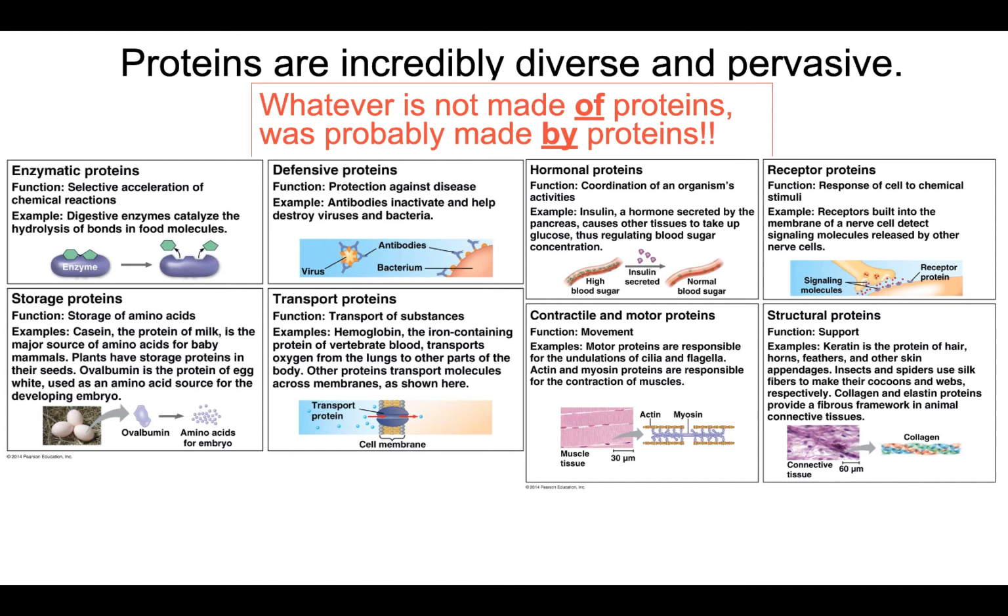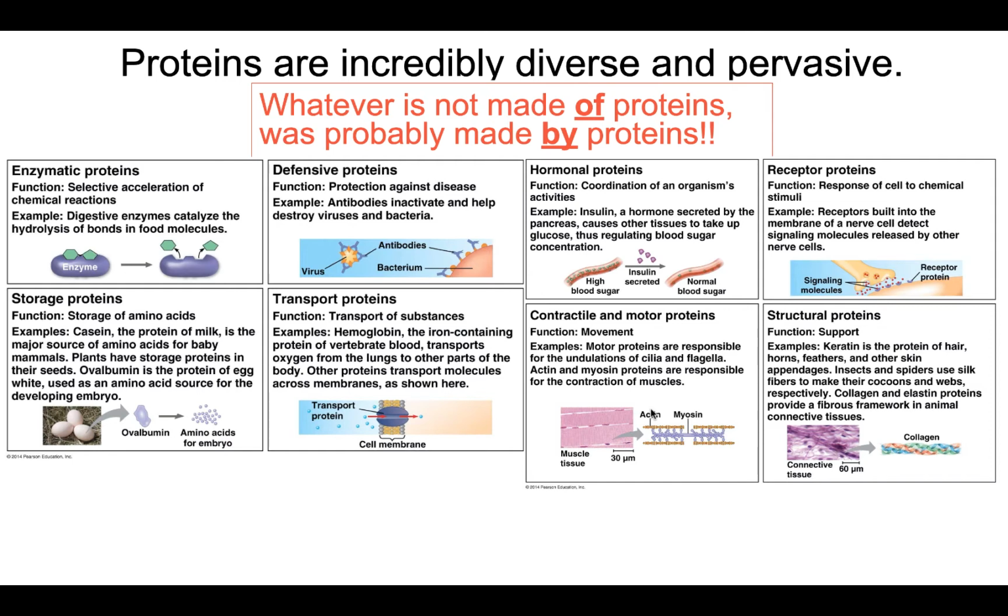So first, lots of things within your cells are made of proteins. We've got defensive proteins like antibodies, we've got storage proteins like ovalbumin, transport proteins, hormonal proteins like insulin, contractile and motor proteins like actin and myosin within your muscles. So lots and lots of different things within your cells are made of proteins. But there's also lots of non-protein things.